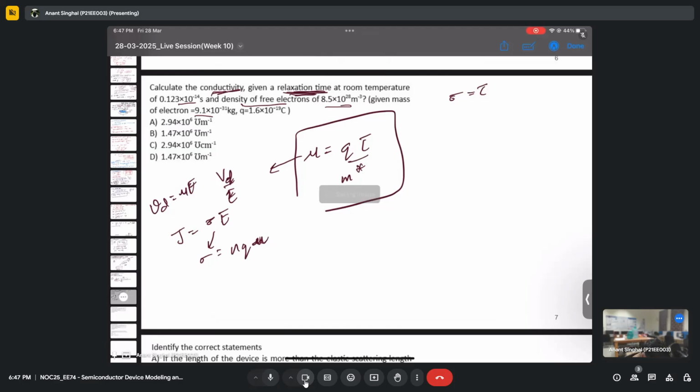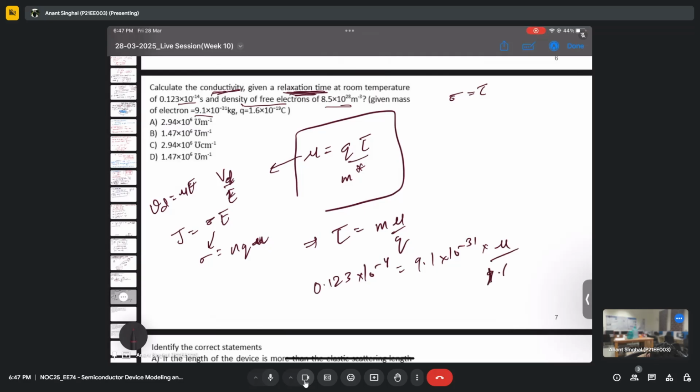Okay, shall I do it? Let me do it only. So tau is mu by q... Tau is given, where is that tau? Yeah, 0.123 minus 14. m is 9.1 minus 31. Mu we can calculate, and it is 1.6 minus 19. So it is minus 23. This is minus 8, so that will be plus 8.